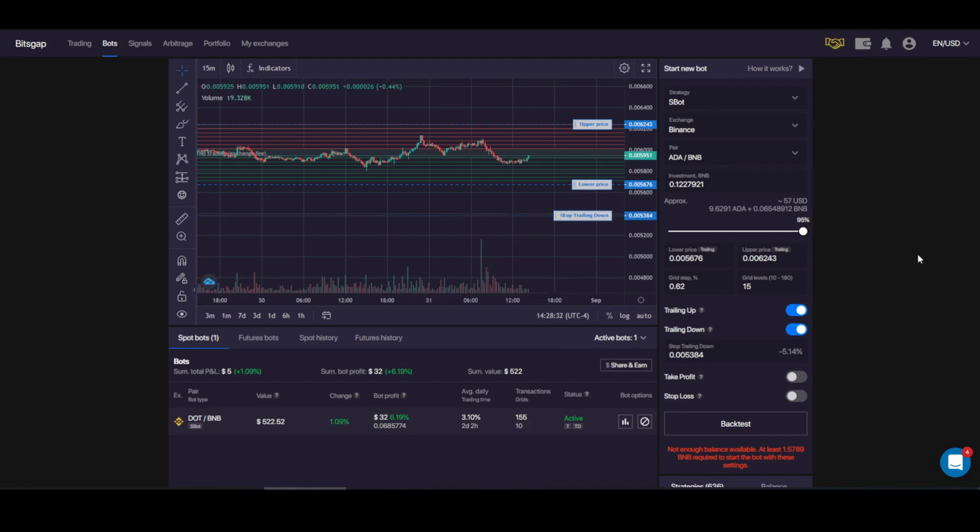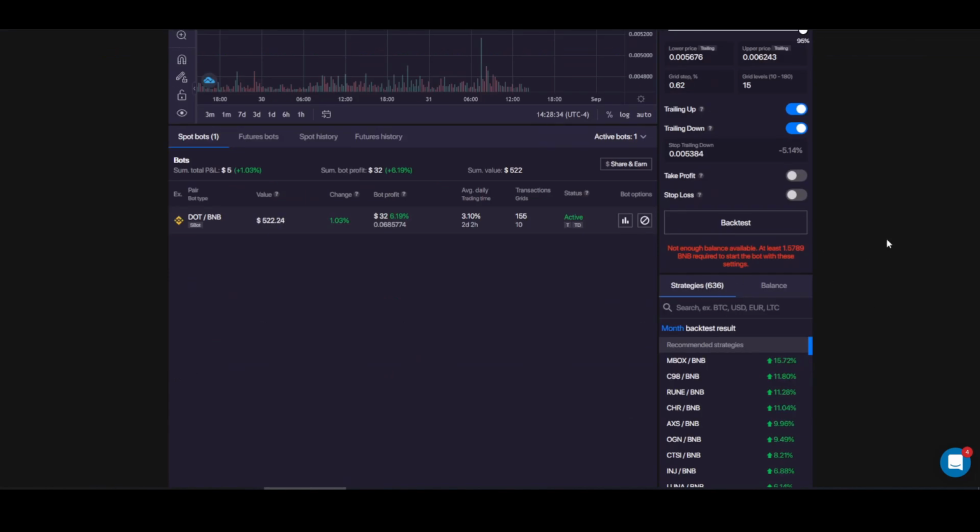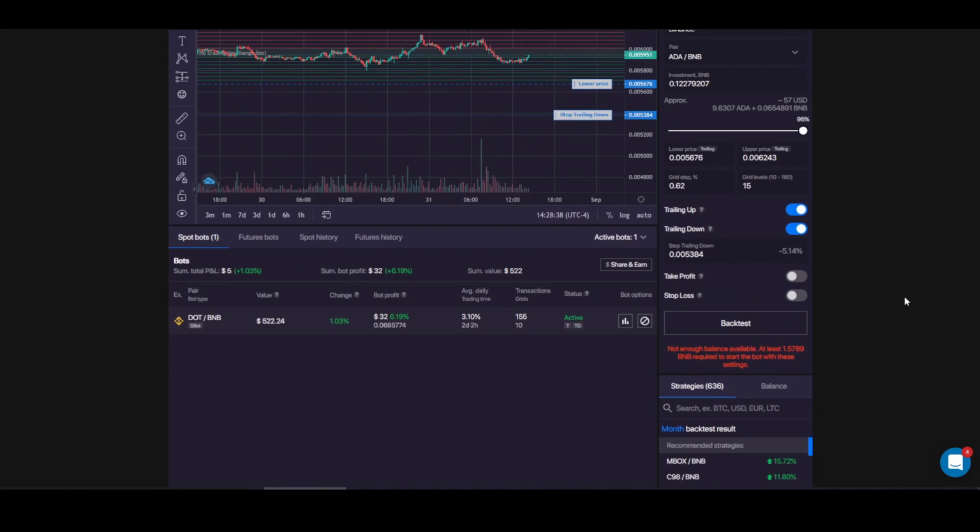So when you're happy with your setting, all you have to do is click right here. There will be a button to start your grid. But since I don't have enough money in that account, I cannot start it.